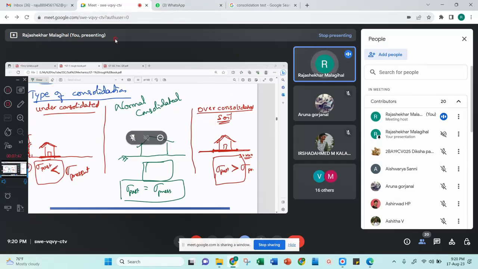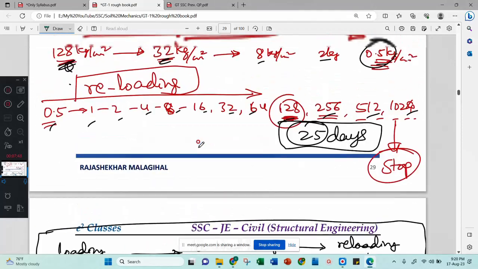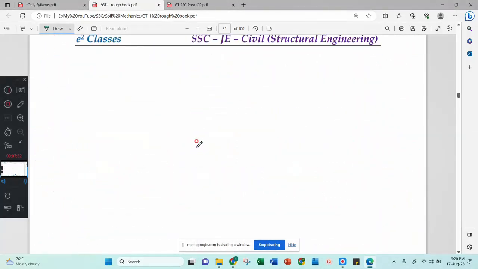Now we have understood the consolidation process and the consolidation test, and why this test is designed in this way. Now we will go to the parameters present in the test readings. I already told you that on day one you have time in one column and displacement in another column, right? Displacement. Then what is the displacement?